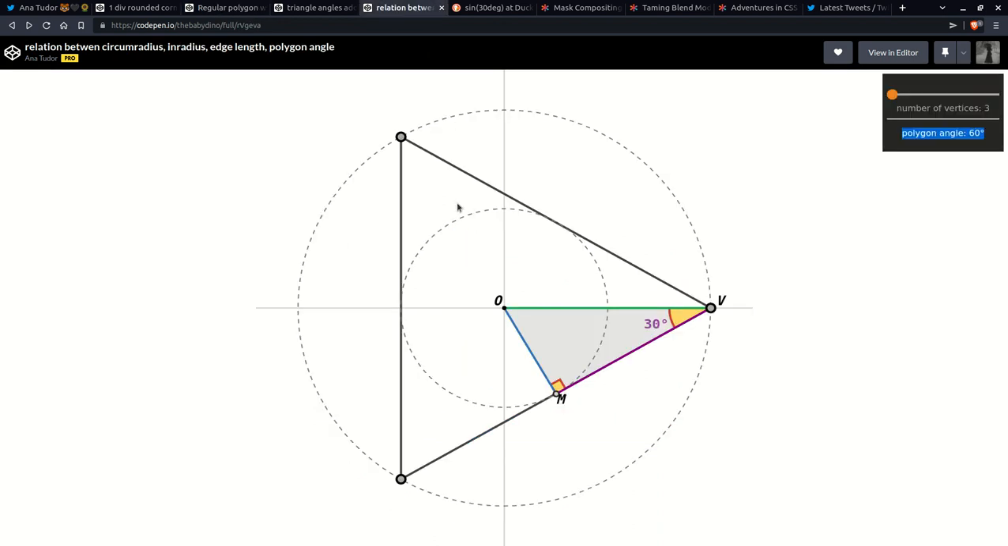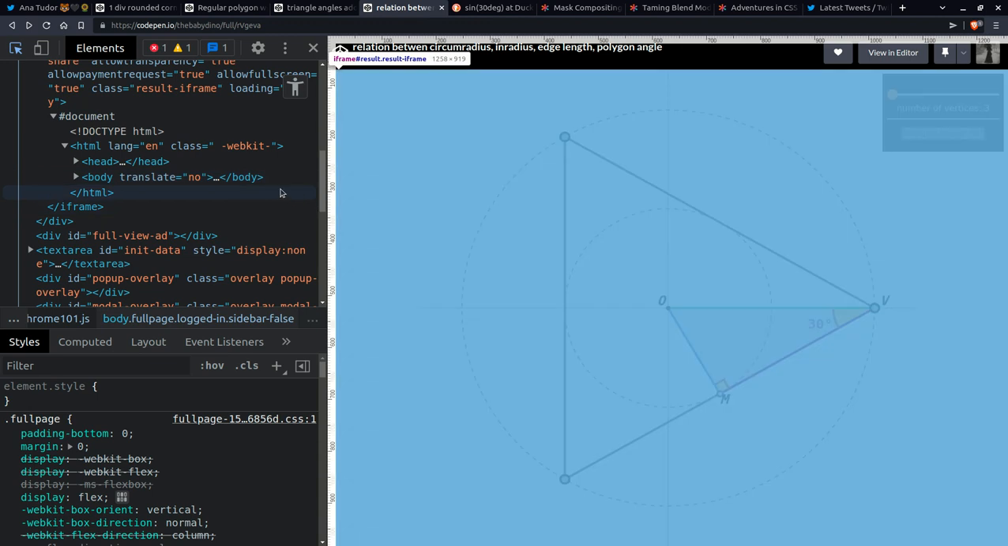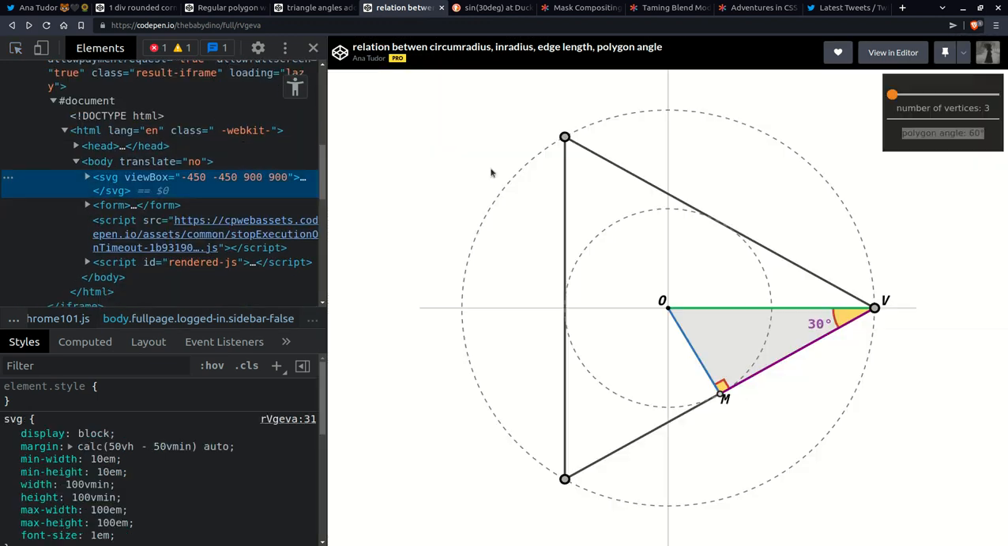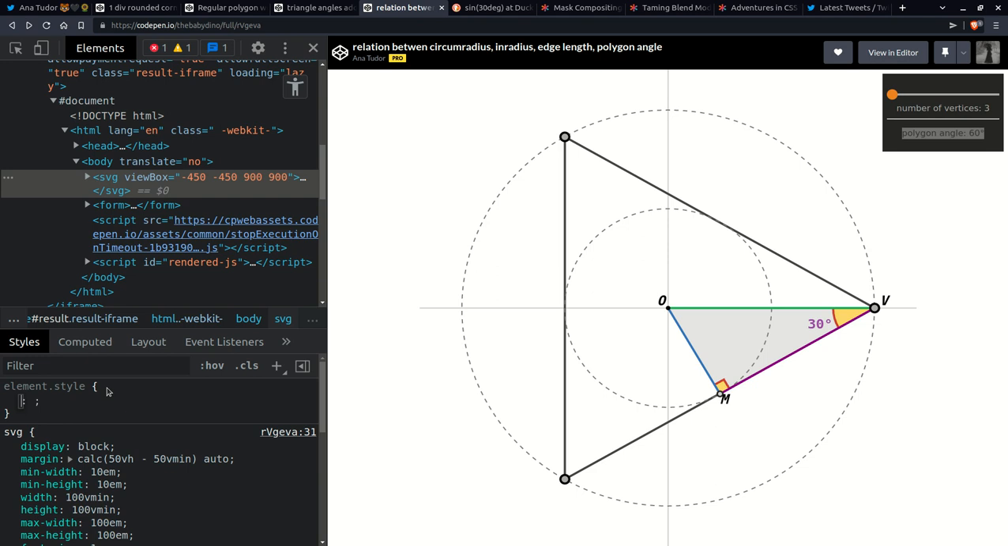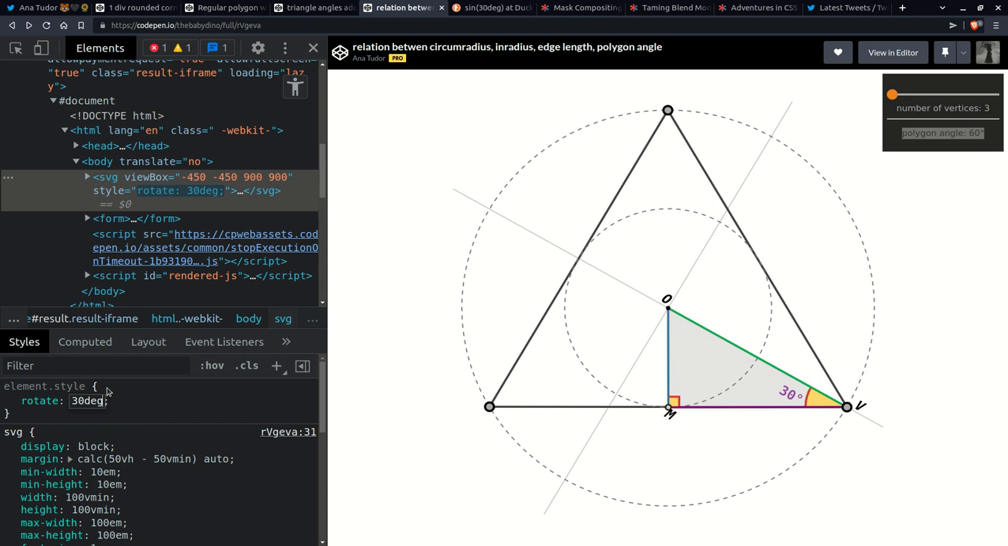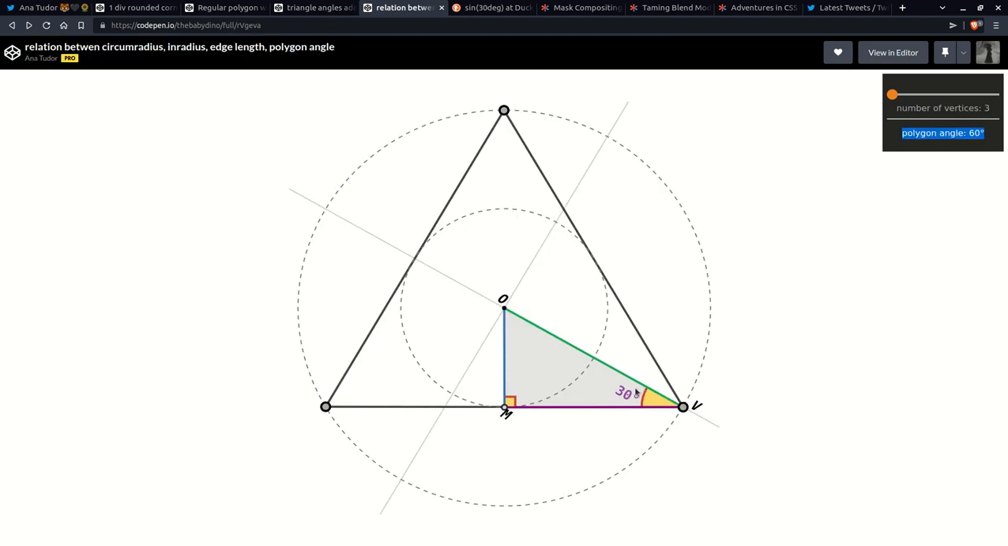Well, let's get here. So let's say that in this case, right, we're going to have, again, that SVG, and we're going to have rotate 30 degrees. Okay, that looks nice. Now you can see how that OV, that's the circumradius, OM is the inradius, and OM over OV, right, is basically the sine of this 30-degree angle, because it's the opposing edge over the hypotenuse.